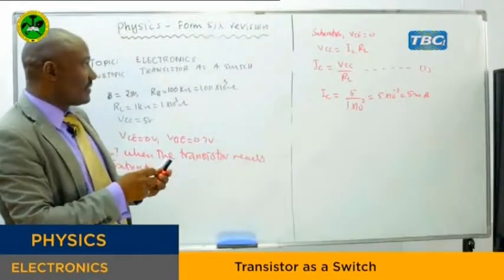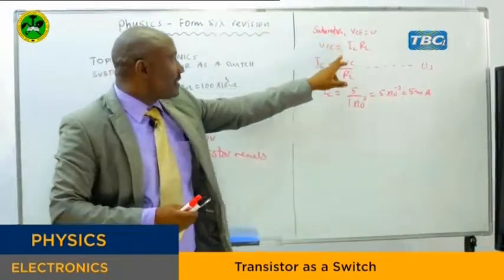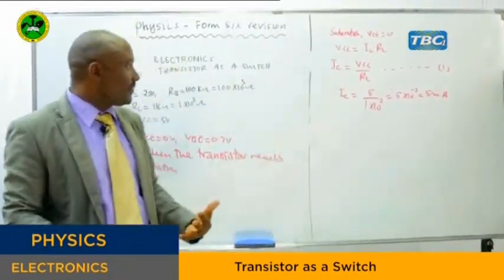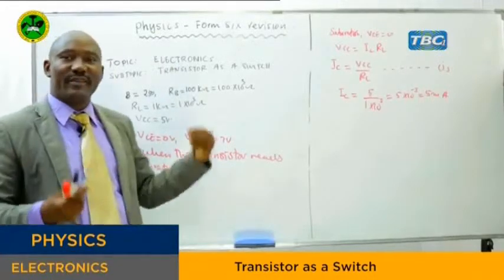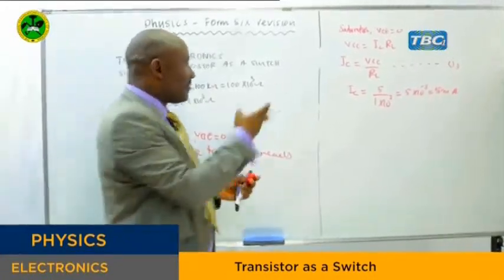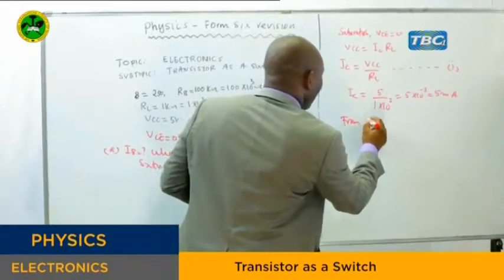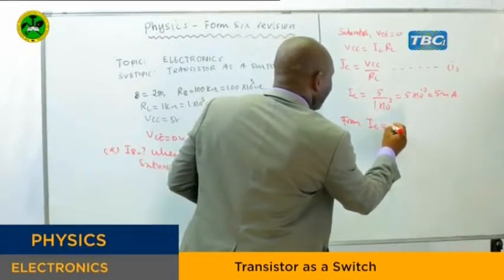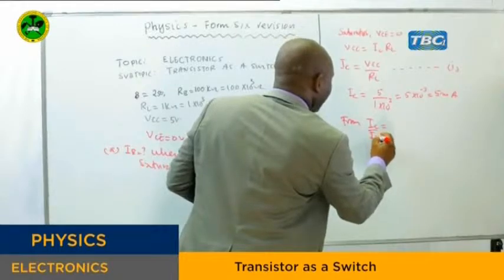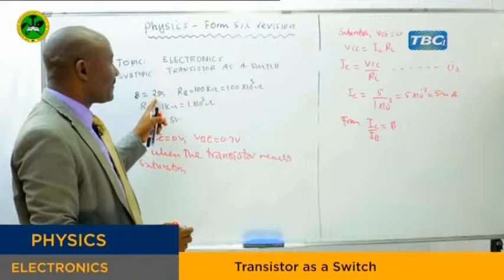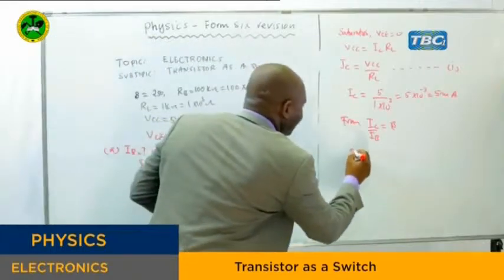But the question is asking for the current at which the transistor starts saturation. So let's find the corresponding value of the base current. How do we find it? From the formula, we know that IC equals the current gain times the base current. The current gain is given, so you can find the base current.